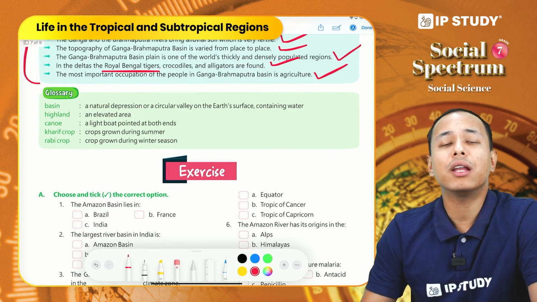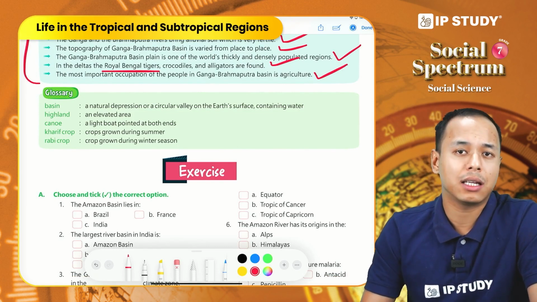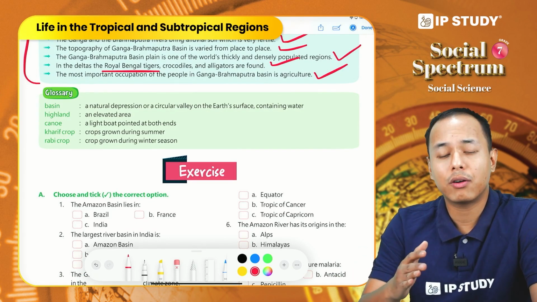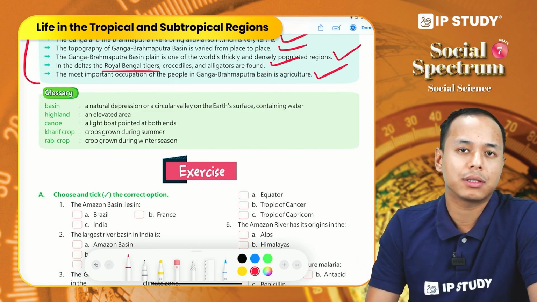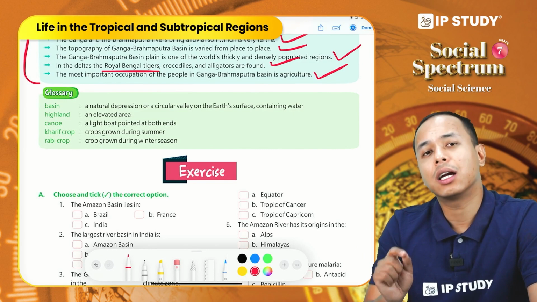Lastly, the main occupation of the people living in the Ganga-Brahmaputra basin is agriculture. But not only agriculture, we have also now seen the increase in urbanization leading to the growth of trade and commerce. So with this, I conclude the chapter.